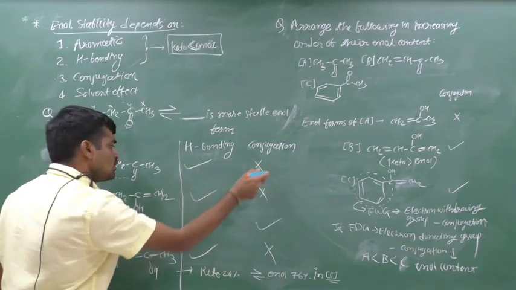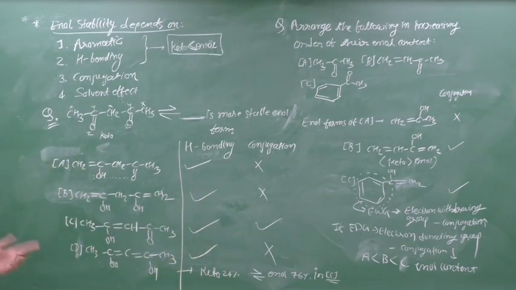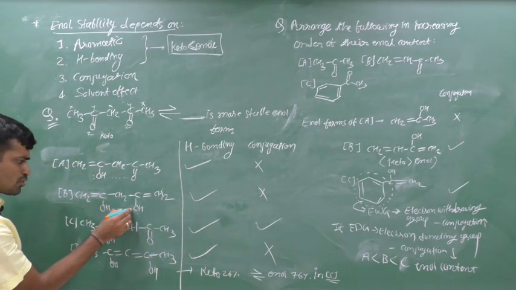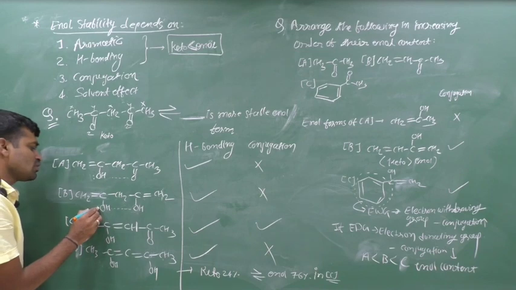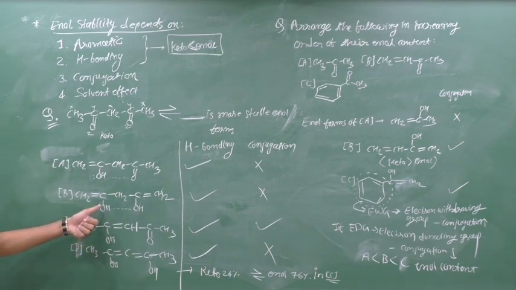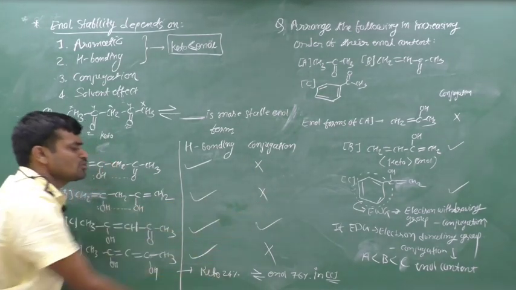There is hydrogen bonding, but no extended conjugation. The next one also has a possibility of hydrogen bonding, but this compound also does not contain conjugation because it is lone pair, single, single. If it had been a double bond, conjugation would have occurred. So there is no conjugation in this one either.